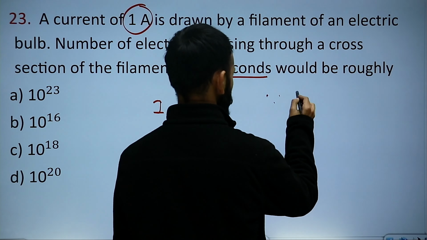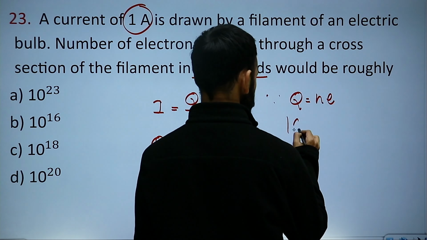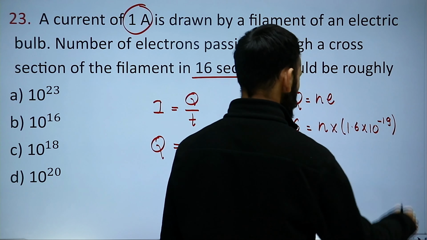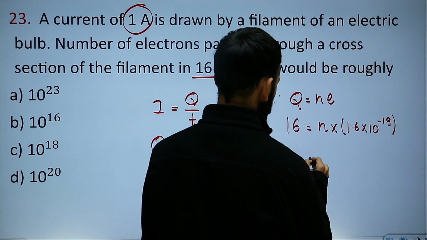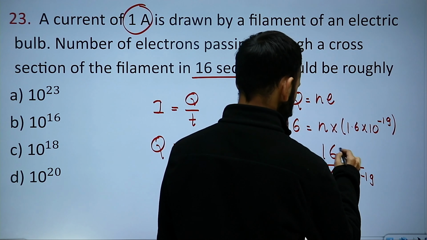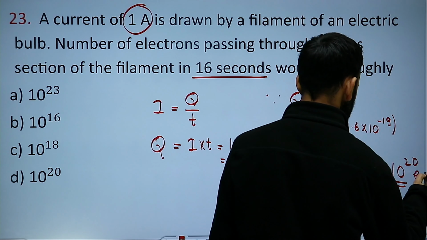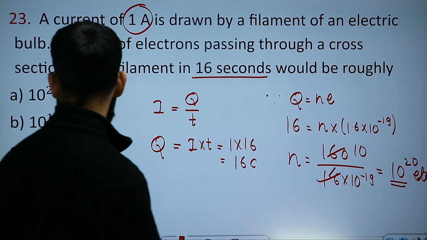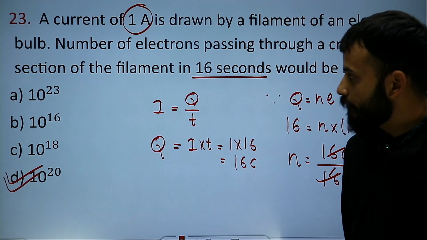Since Q is equal to the number of electrons into the charge on one electron, our charge of 16 coulomb can be written as N into 1.6 into 10 to the power minus 19, which is the charge on one electron. So N can be written as 16 upon 1.6 into 10 to the power minus 19. It can be solved and approximately written as 10 to the power 20 electrons. So roughly it will be equal to 10 to the power 20 electrons. I hope this is clear to you.